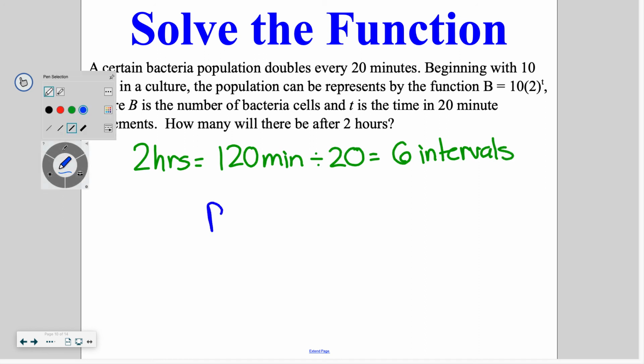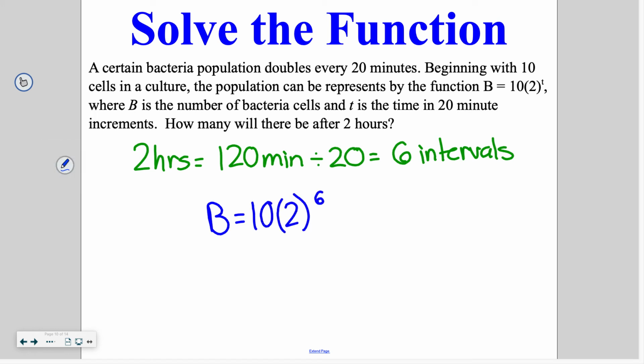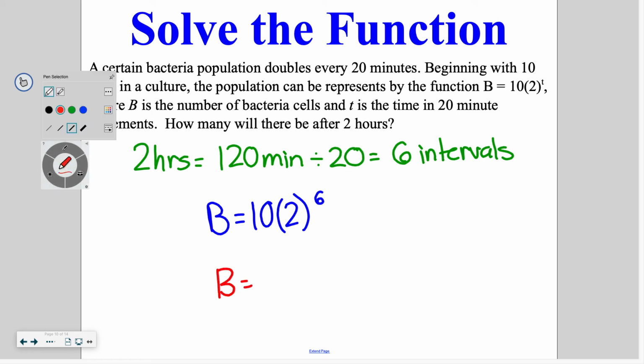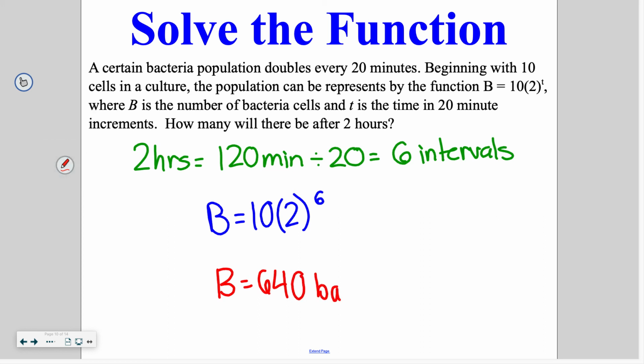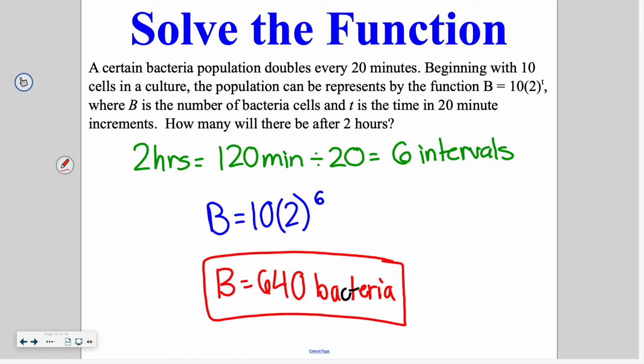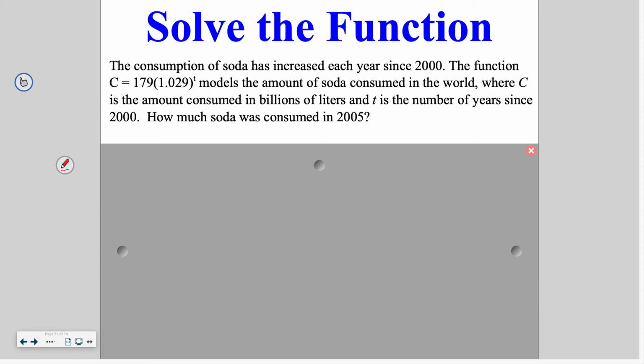Then it becomes simple. We're just going to go ahead and plug in, and we're going to say b is equal to 10 times 2 to the 6th power, which results in an answer of b is equal to 640 bacteria in the culture after our 6 intervals of time. Go ahead and try this one on your own.